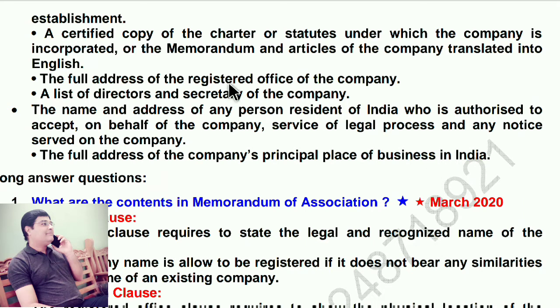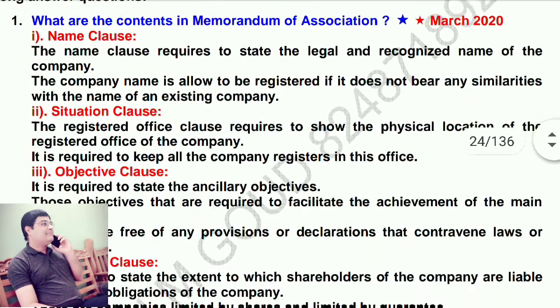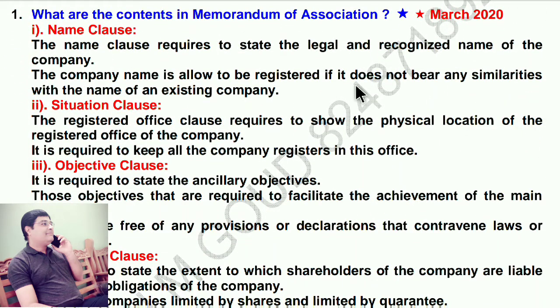So, the full registered office address, rules and regulations of the company, names of the directors, name of the secretary, and address of the company, everything must be submitted to the registrar's office. Next, a very important question. What are the contents of the Memorandum of Association? This question was asked in the March 2020 paper as well as in the half yearly exam.